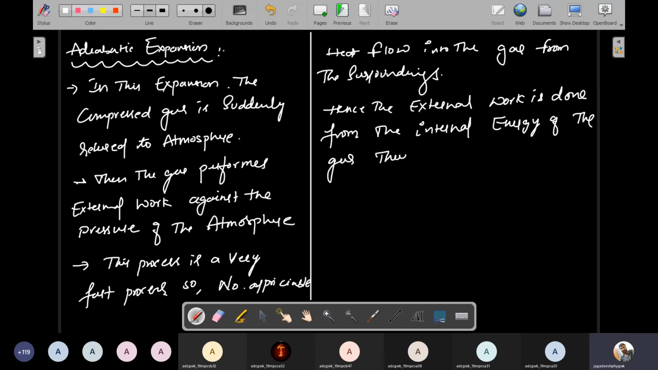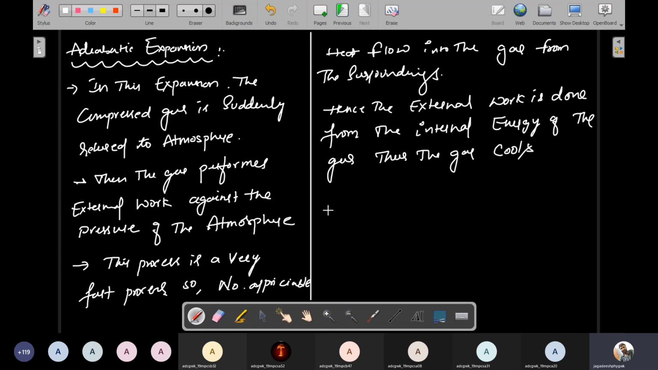So thus the gas cools. Okay. In adiabatic process, how is the gas cooling? Because it does some external work. So the external work is done from the internal energy of the gas, because if it does external work, it is using some internal energy of the gas. Due to the utilization of the internal energy, the gas cools. So in adiabatic expansion, the gas cools due to external work.